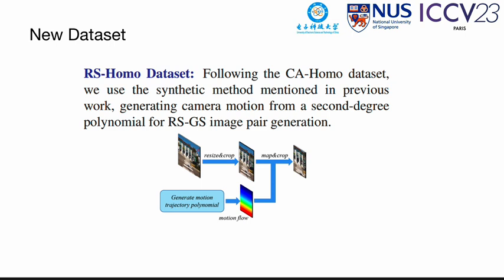And our new dataset of RS Homo dataset follows the CA Homo dataset. We follow the previous synthetic method, generating motion trajectory polynomial, and make the motion flow to the original image. After the transformation, we crop the output and generate the rolling shutter and global shutter image pair.